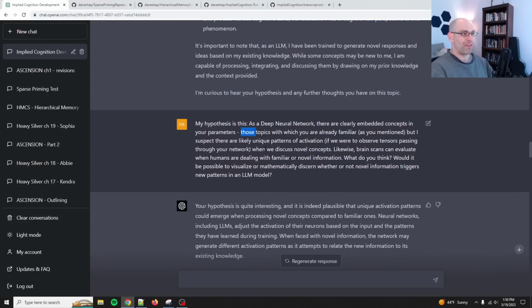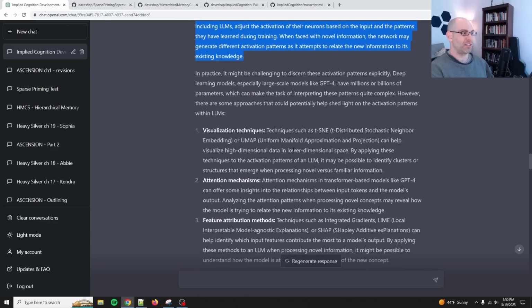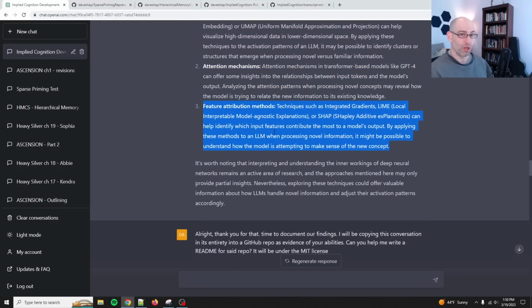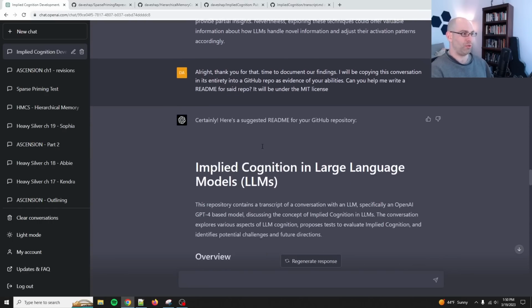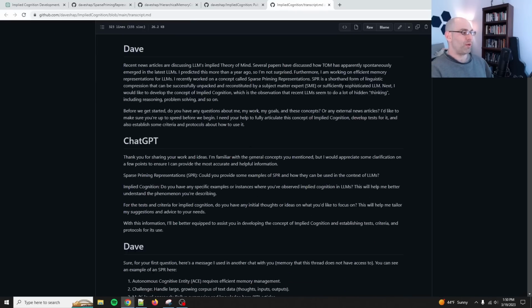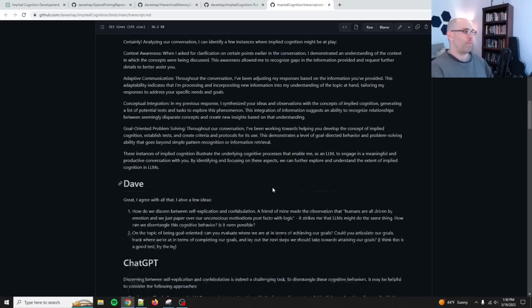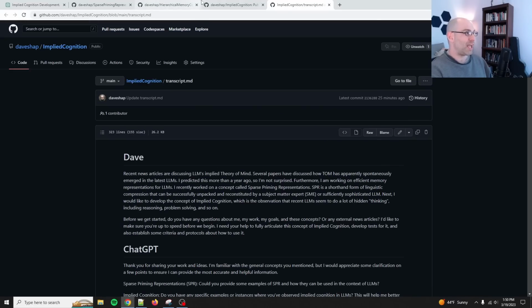So then I told it my hypothesis that perhaps what it's doing is that it actually gets a unique signal or a unique flow of tensors through the mathematical patterns of tensors when there's novel information. And it said, oh yeah, that's interesting. And it comes up with a few ideas to explore how LLMs handle novel information. And then we get into writing the repo, which is out here. So anyways, I've got the whole conversation here so you can read it in greater depth if you'd like. So that's it for today.